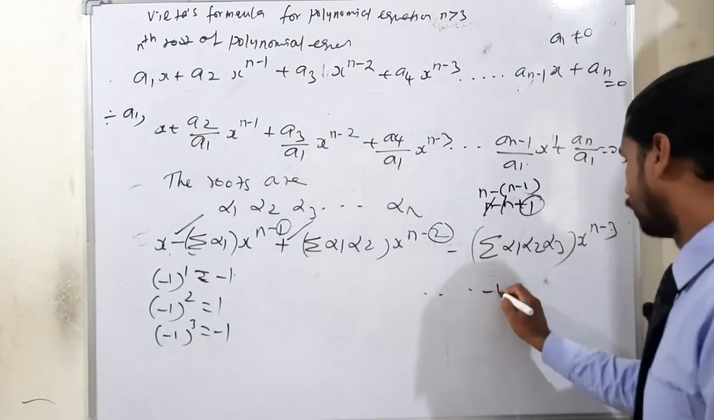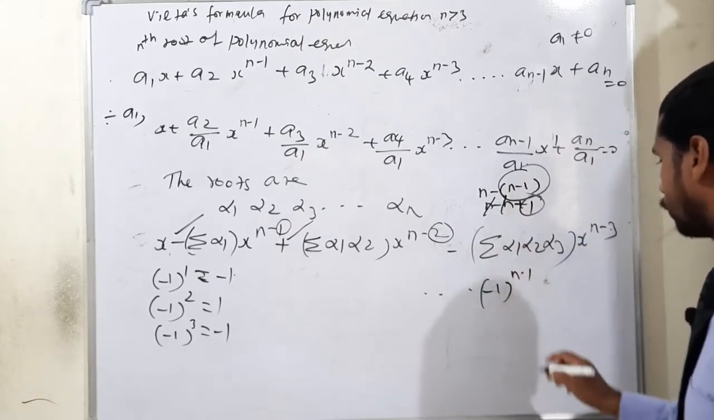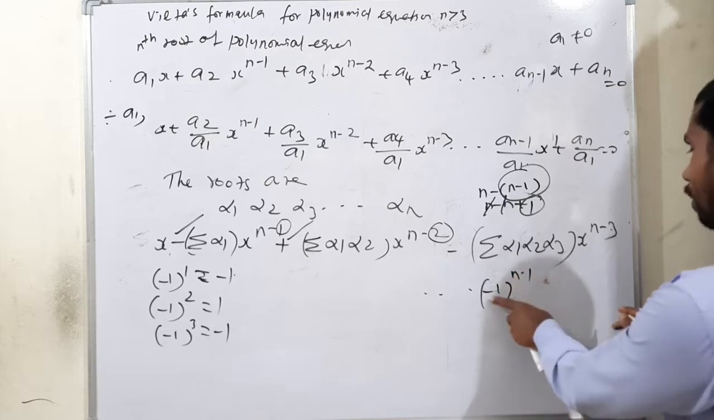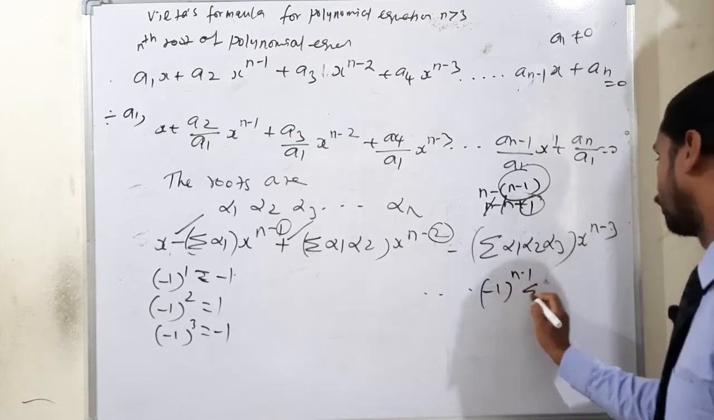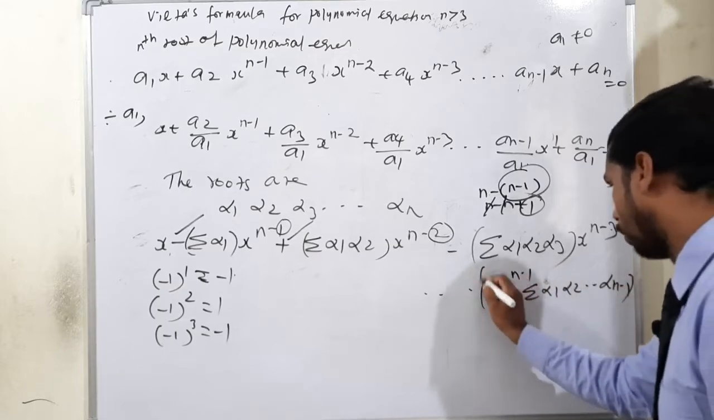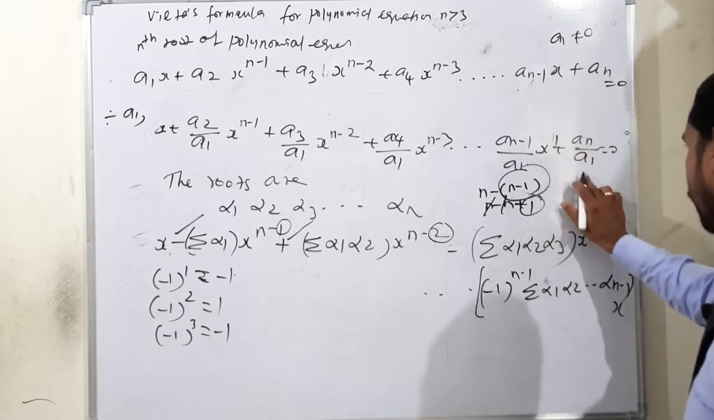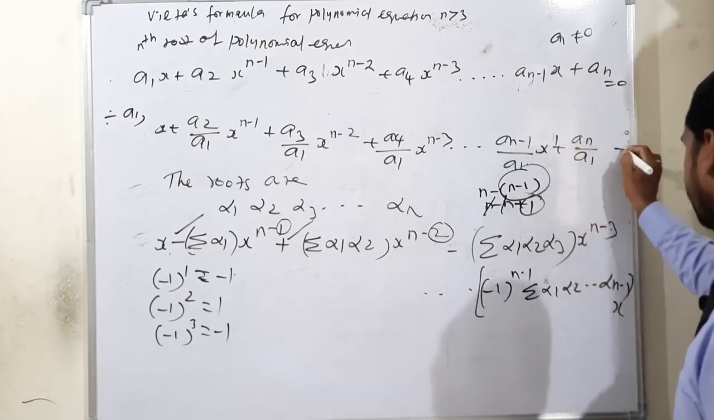Dot dot dot. First, (-1) the whole power of, after getting the minus, what is the value? N minus 1. Therefore (-1) the whole power n minus 1 is equal to the summation of alpha 1, alpha 2, dot dot dot, alpha n minus 1. This whole term will be only x, isn't it? The last condition is only the constant a_n by n.